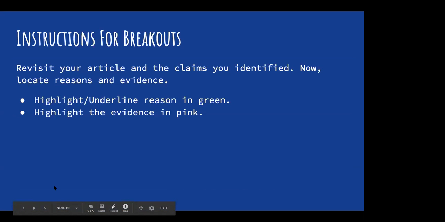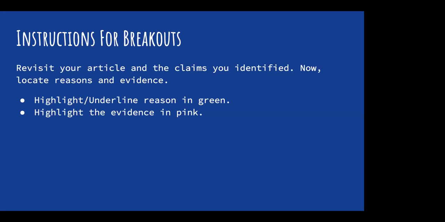Holding that into account, you're going to go back into your breakouts. You're going to go into your article, and I want you to kind of go through the first 1 or 2 pages. I think that's what everybody was able to get through. I want you to look at the claims. Now I want you to go in and identify what are the reasons. The reasons that they give, I want you to highlight in green. What are the pieces of evidence that you see? I want you to highlight them in pink. Evidence is pink, reason is green.